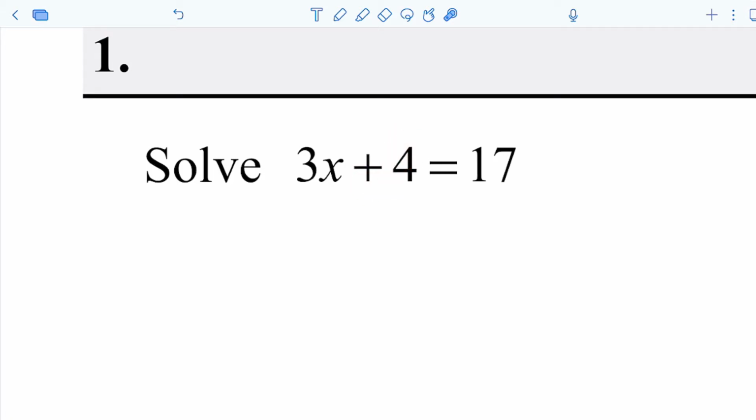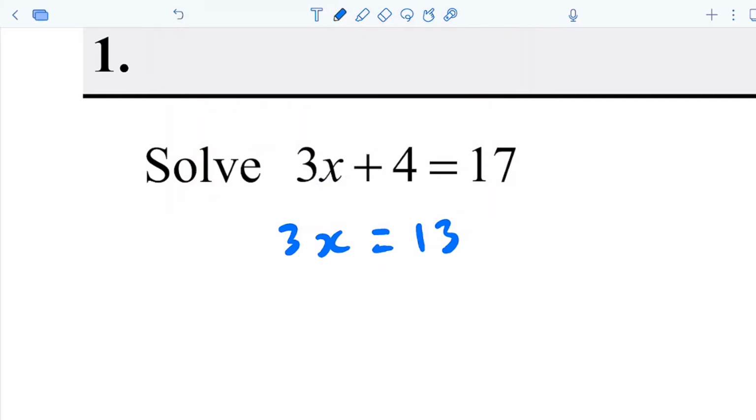So what we need to do for this one is we can take 4 away from both sides of the equation. And that's really important because we can't just take 4 away from this side. Whatever we do to one side of the equation, we must do to the other. So if we take 4 away from both sides of this equation, we are left with 3x on the left hand side, and that is now equal to 13.